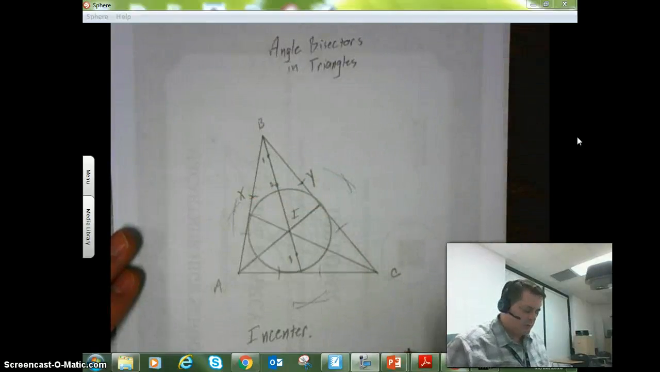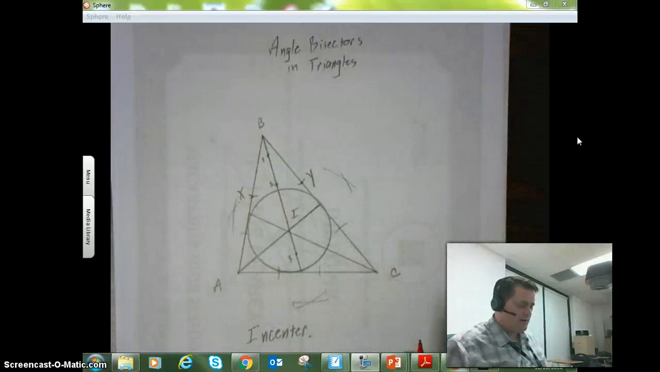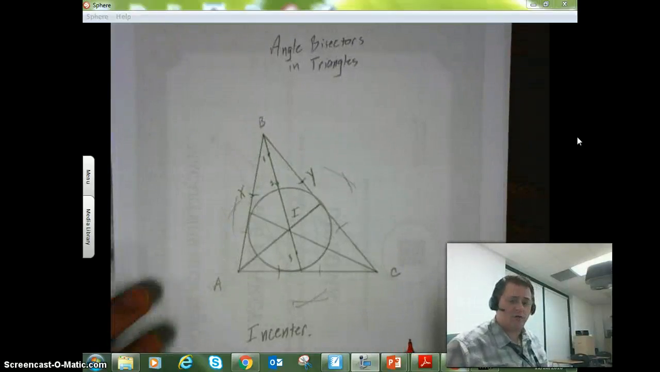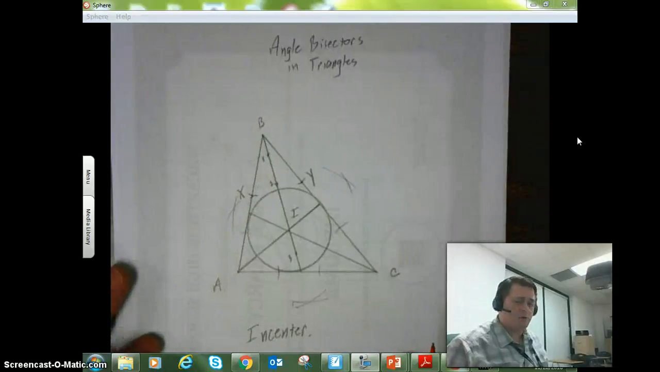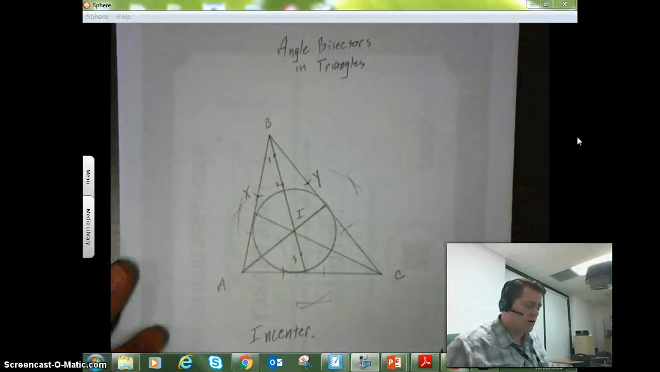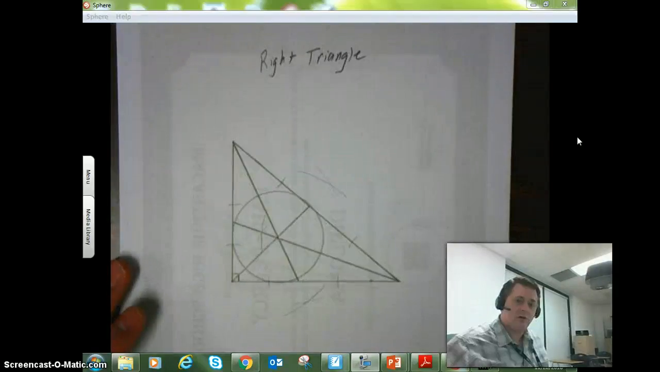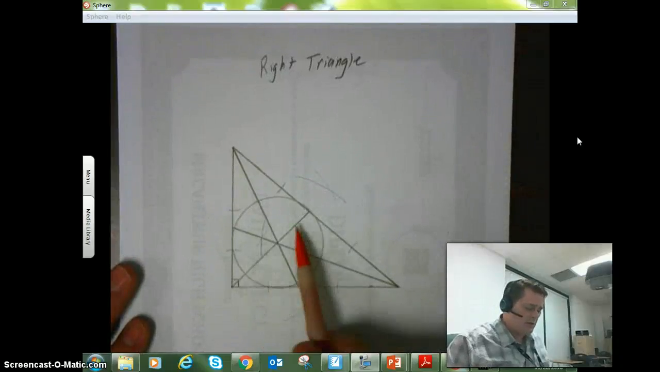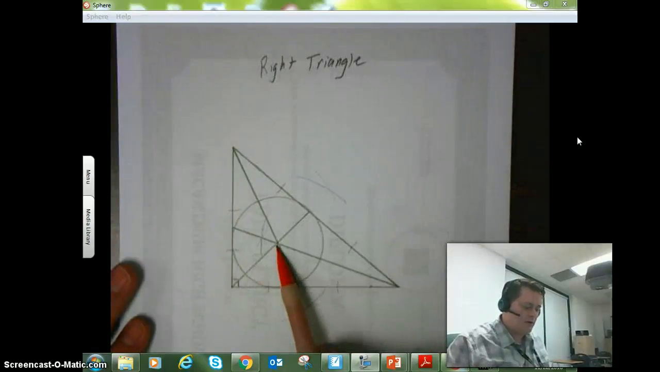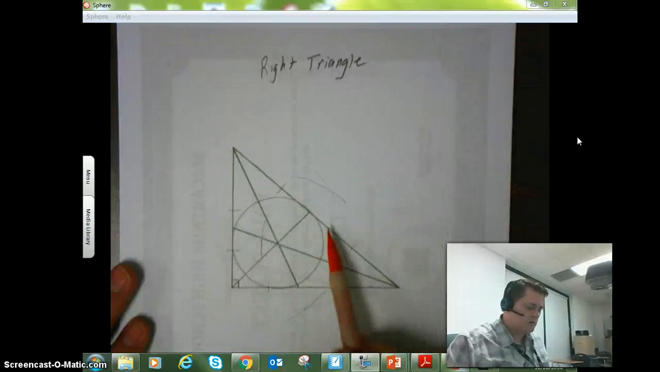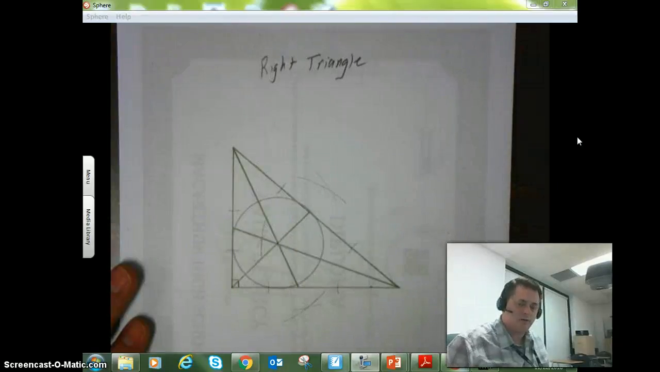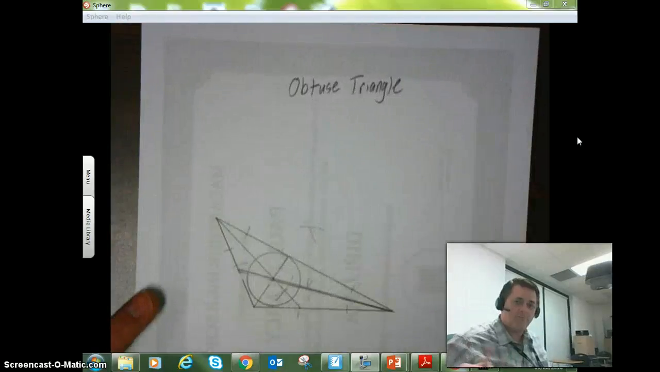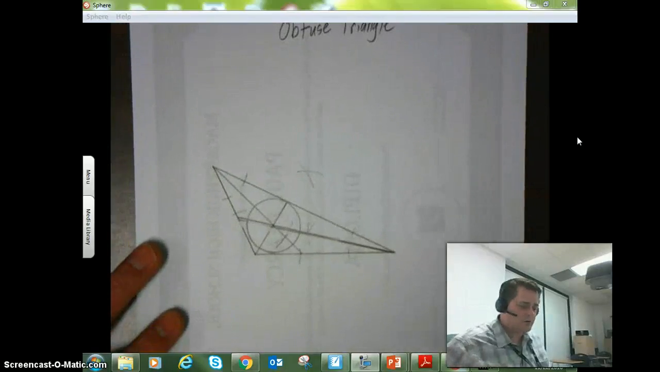Now, real quick before we finish up this lesson, I did this construction specifically with an acute angle. In the perpendicular bisectors video that I did before, I did it with a right triangle as well. Here you can see the incenter of the triangle is right here, and the circle inscribed inside the triangle. And I also did it with an obtuse angle. Here's my construction for the obtuse angle.